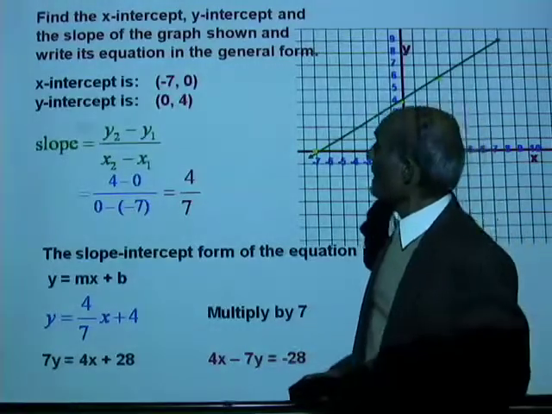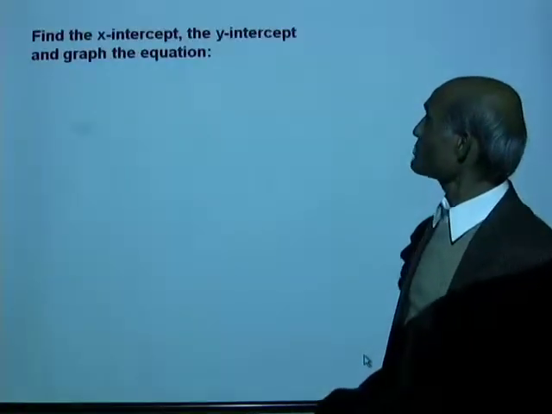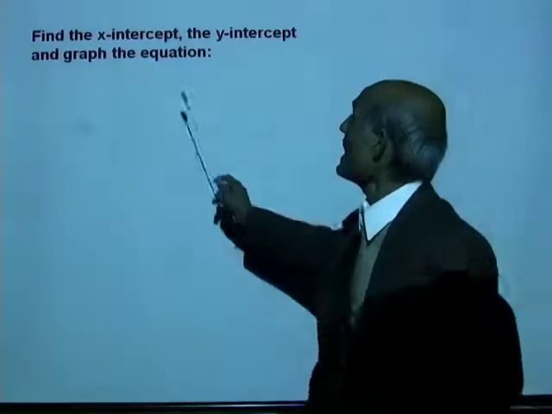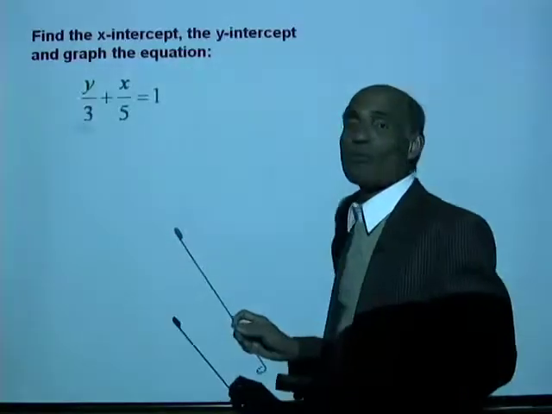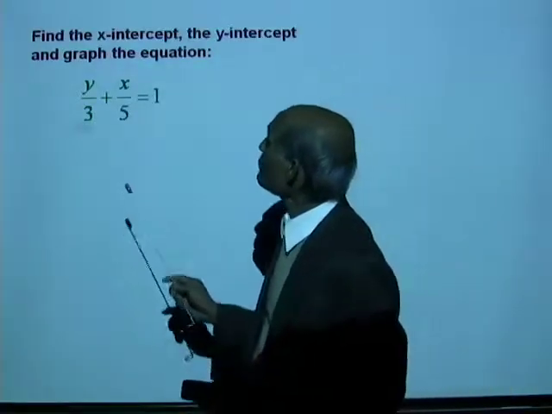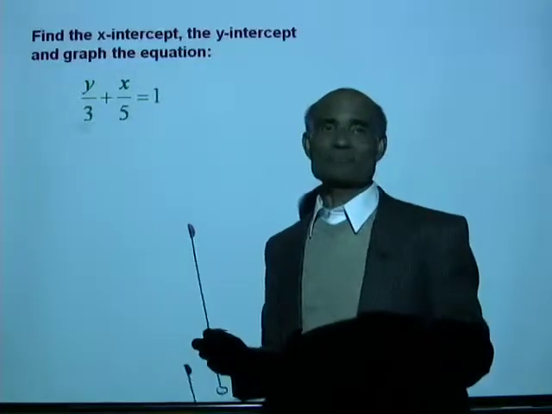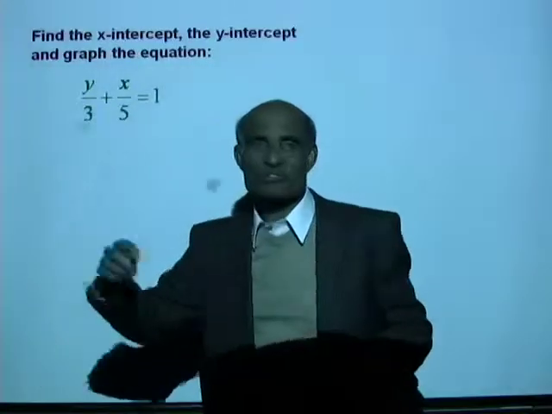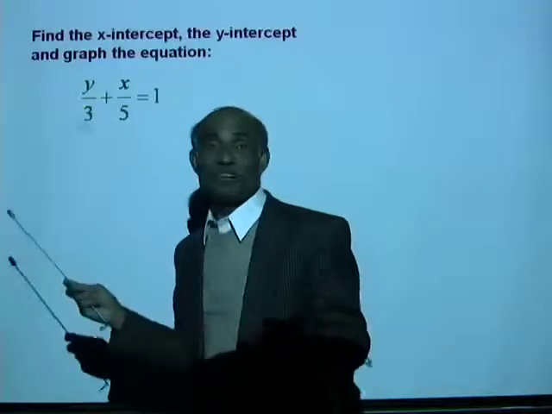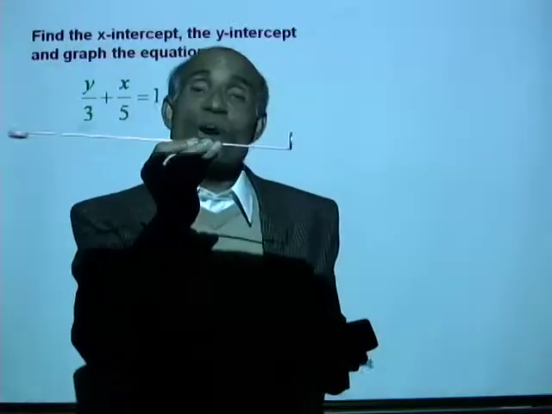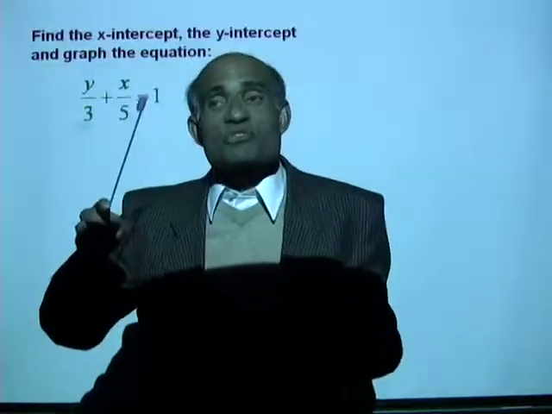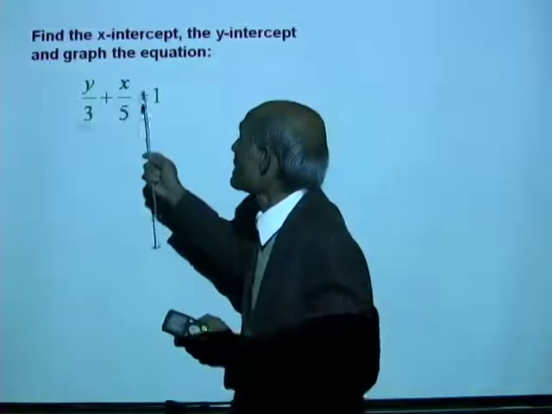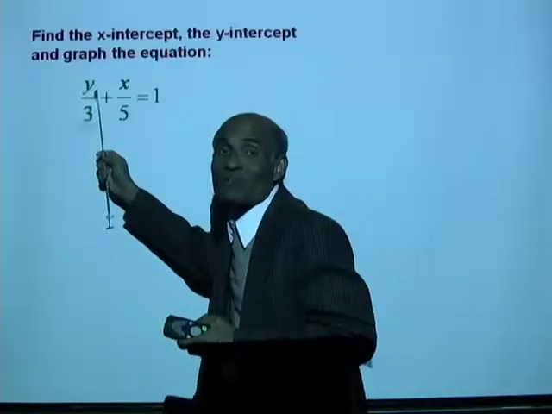Okay, well, how about the next one? Find the x-intercept, the y-intercept, and graph the equation y over 3 plus x over 5 equal to 1. Well, we need to find the x-intercept. How do you find the x-intercept? Now, it's very simple. The x-intercept is a point on the x-axis where y equals 0. So to find the x-intercept, set y equal to 0.